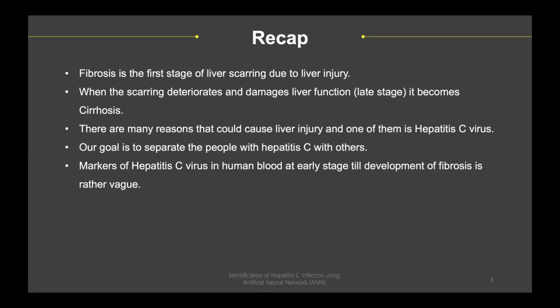All right, so a brief recap. Fibrosis is the first stage of liver scarring due to liver injury. When scarring deteriorates and damages liver function, in the late stage, it becomes cirrhosis. There are many reasons for these conditions, and one of them is hepatitis C infection. So the goal of this research is to separate the people with hepatitis C. The markers of the hepatitis C virus in human blood from the early stage until the development of fibrosis are rather weak.